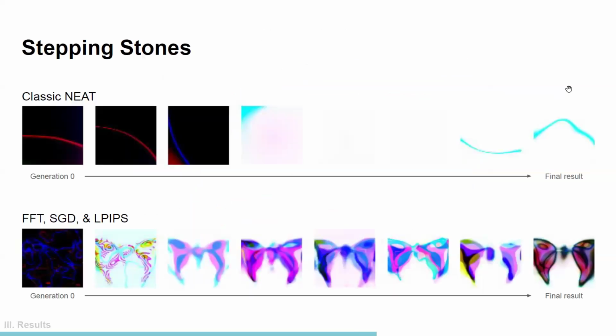So looking at some of the actual stepping stones that were found here, with classic NEAT, we get very quickly stuck in a local optima. We're trying to replicate a butterfly image here. And you can see that a lot of these, they're not even really stepping stones. They're just kind of stuck in this local optima. Whereas when we have backpropagation, Fourier features, and perceptual similarity, our stepping stones are much more useful towards getting towards our goal. And we do end up with a result that looks quite nice at the end of evolution.